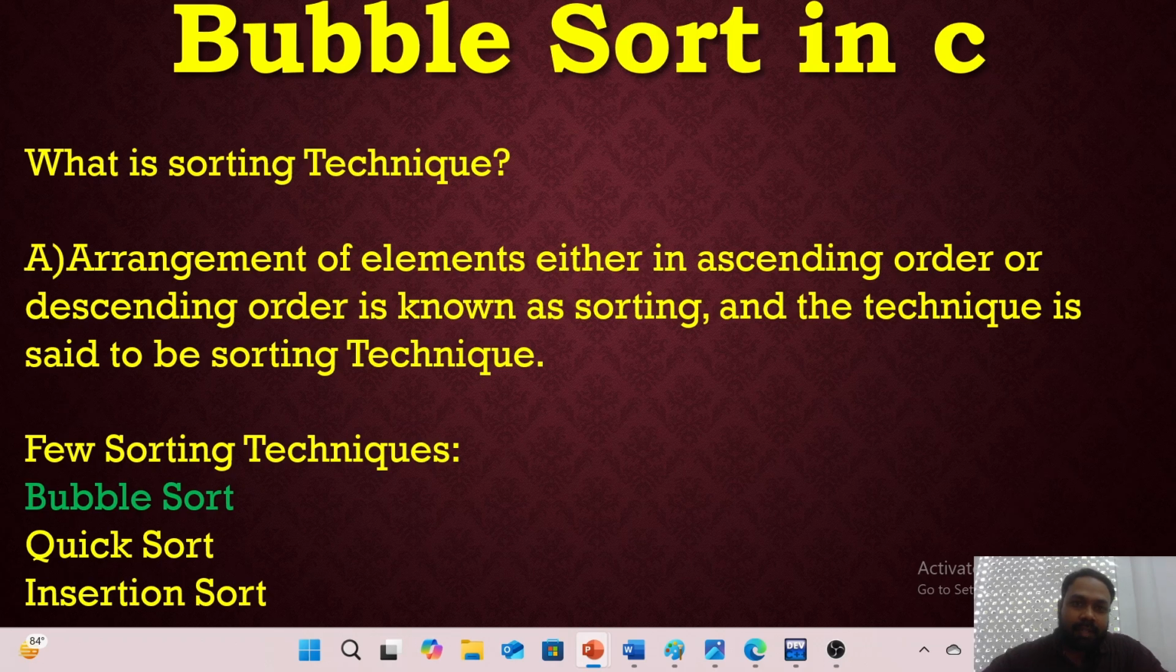Hello everyone. In this video we'll be discussing bubble sort in C. Before getting into bubble sort in C, let us see what a sorting technique is. Sorting is simply the arrangement of elements either in ascending order or descending order. I repeat, arrangement of elements either in ascending or descending order is known as sorting, and whatever techniques we use for it, we call a sorting technique.